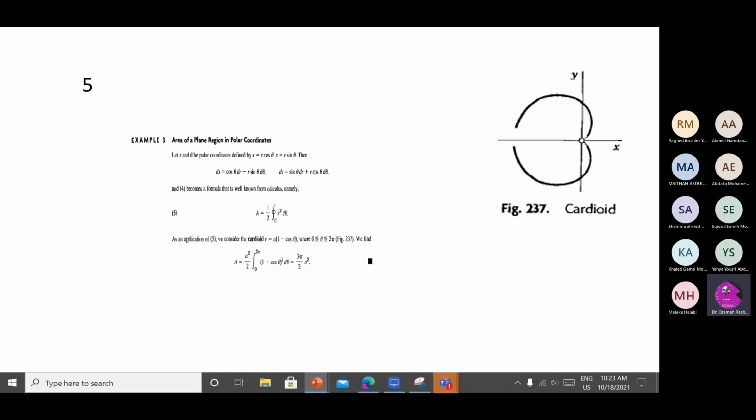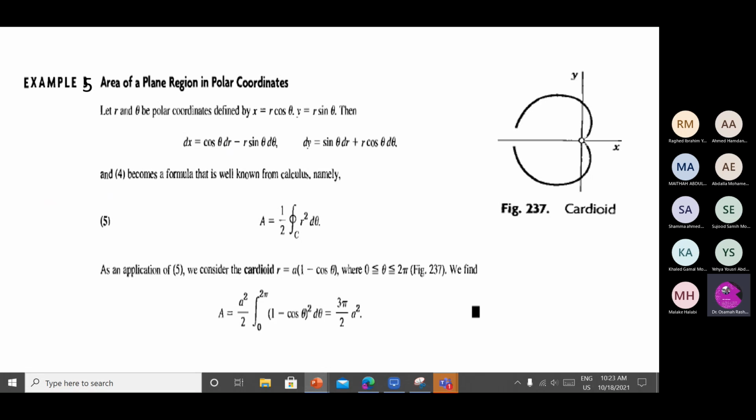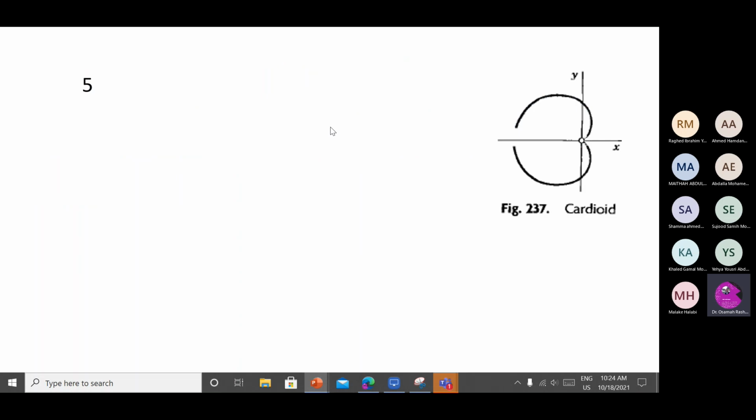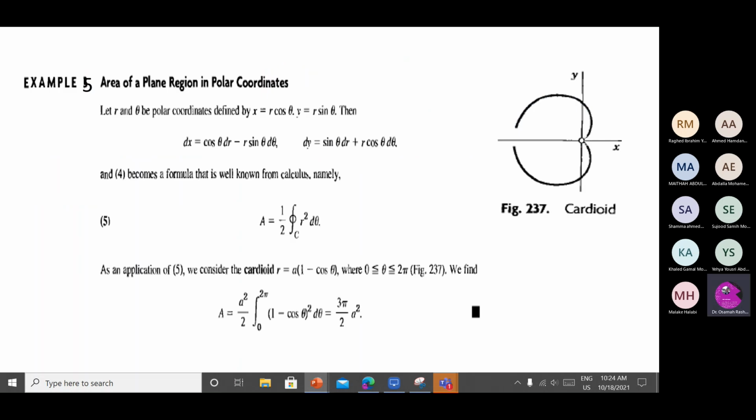If you have a cardioid like this one, right, and you would like to find the area of this cardioid, you will use the formula of the area in the polar coordinate. The area in the polar using the line integral is half the integration of r squared dθ. Okay, so you have to distinguish between finding the area in the Cartesian like this one, where the formula using the line integral is half the integration of x dy minus y dx, but in the polar you have half the line integral over the curve given in the polar coordinate of r squared dθ.